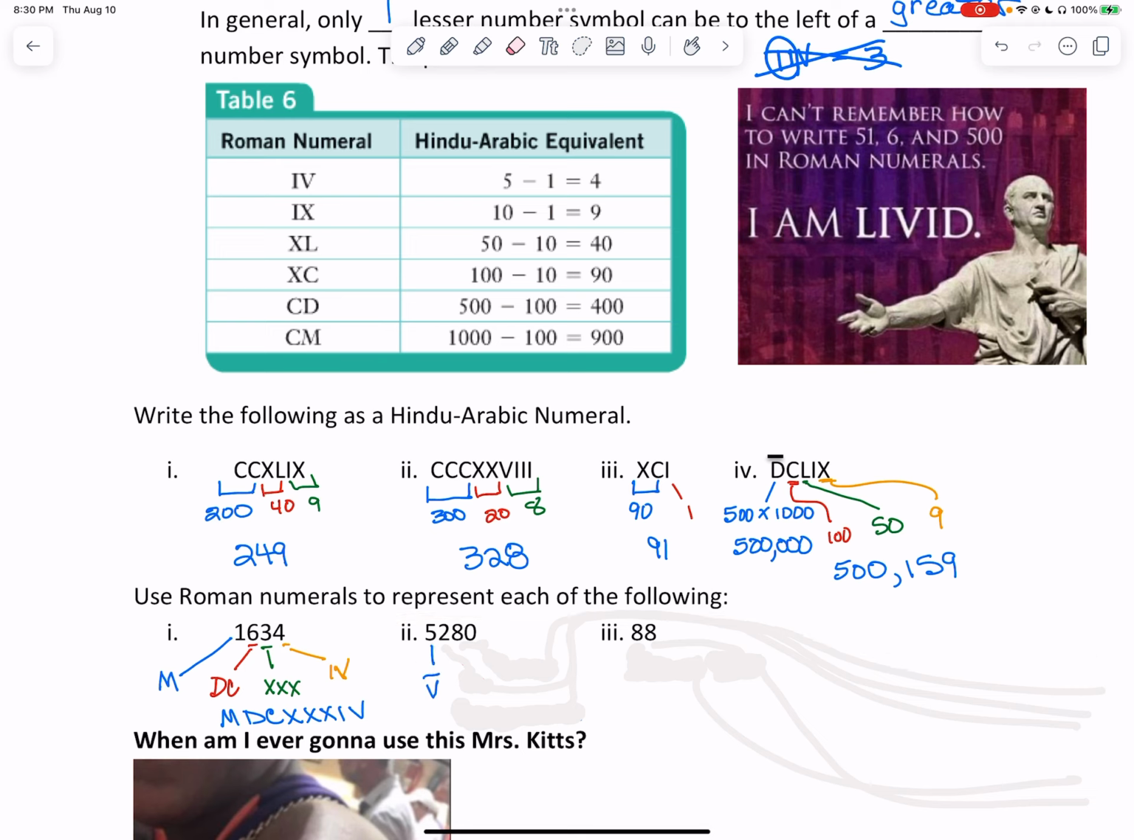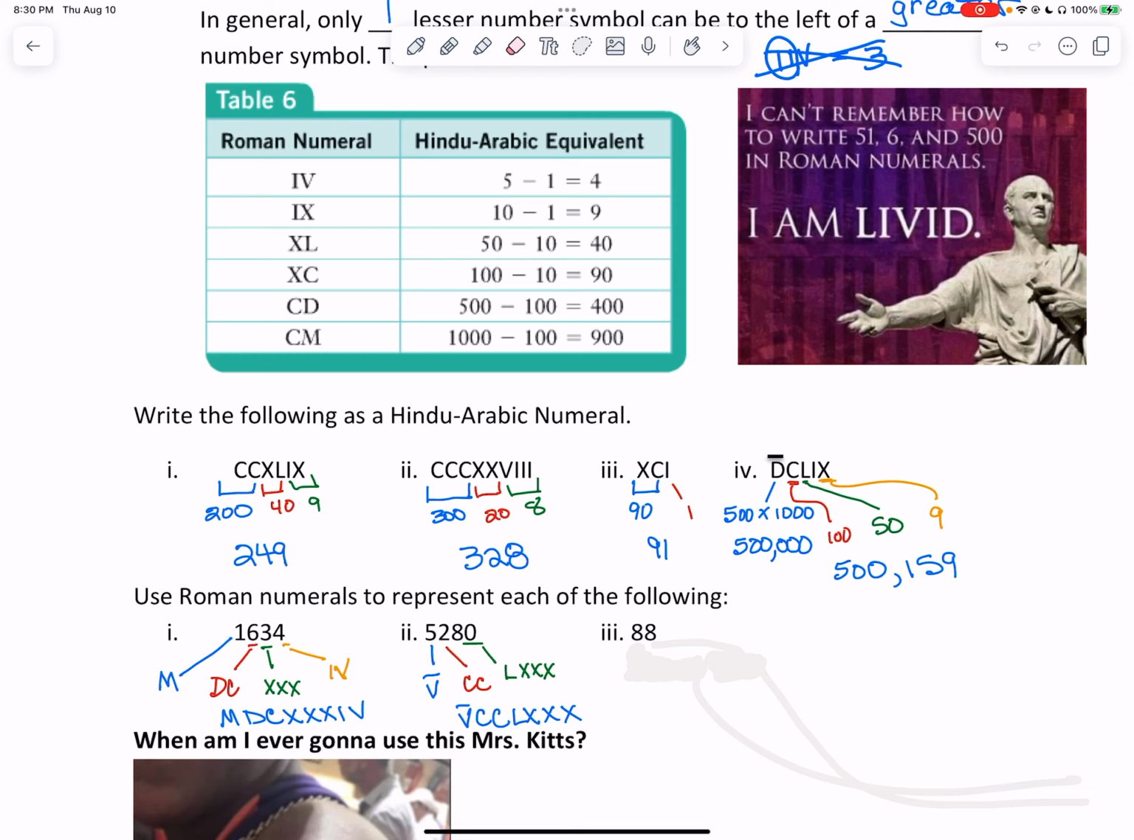So we're going to do a V, which is 5, with the 1,000 bar. 200. So you can put 2 hundreds, and remember, hundreds are C's, so 2 hundreds. Then we need 80. So we've got a 50, and we're going to add 3 X's to it. So we stick all that together.